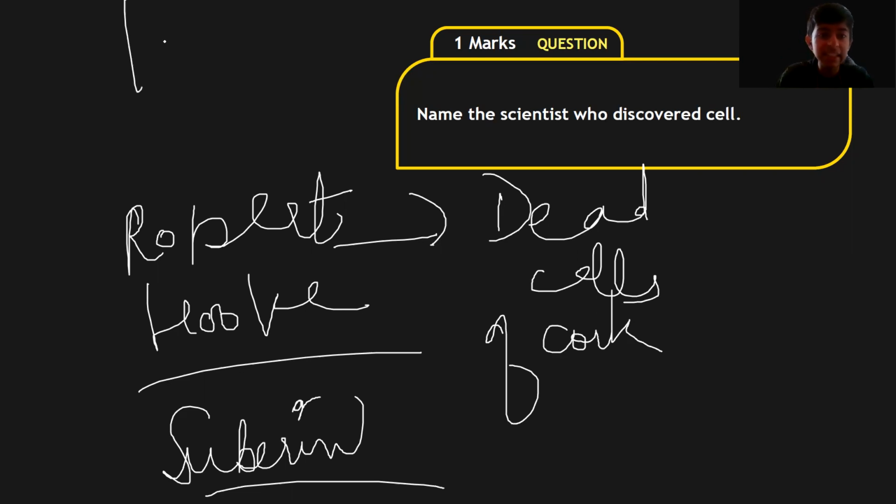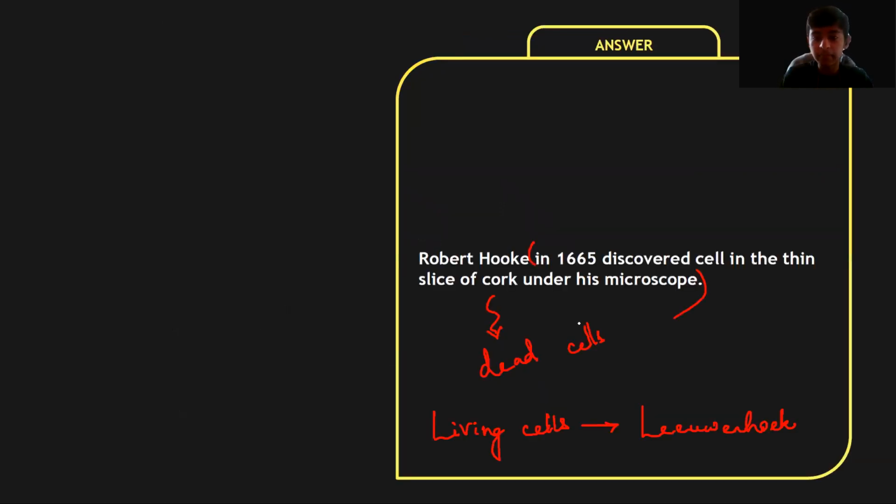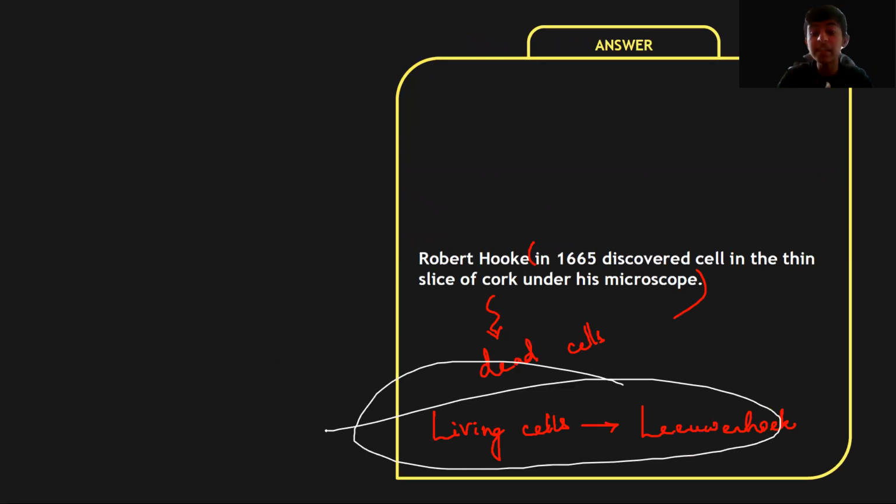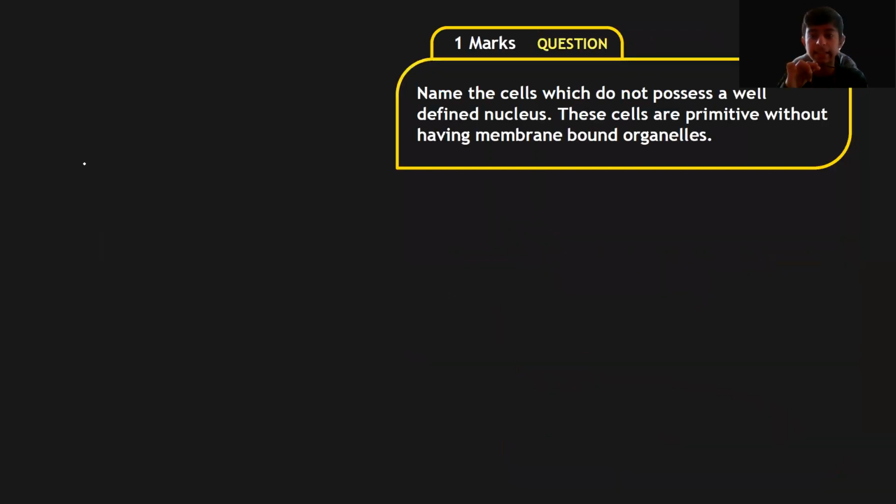So Robert Hooke in 1665 discovered the cell, dead cells of cork. And then who discovered the living cell? Living cells were discovered by Anthony van Leeuwenhoek. A thin slice of cork under his microscope, somewhat like this. So he saw small compartments, and then he named those compartments as cells.